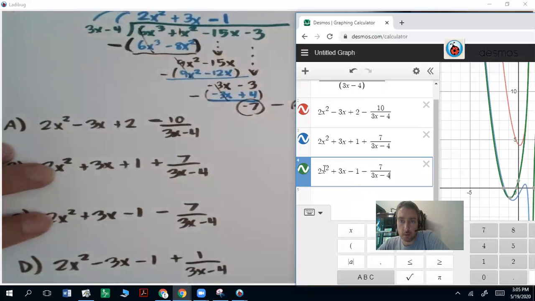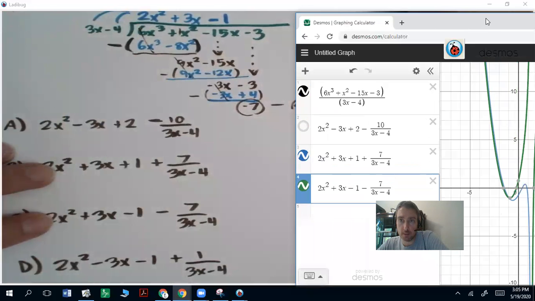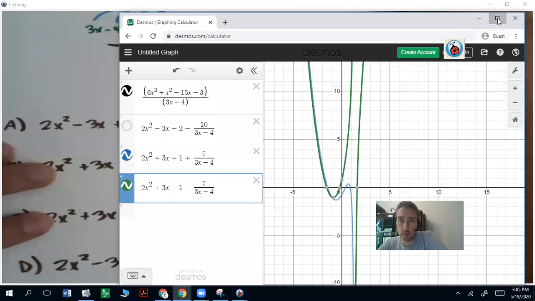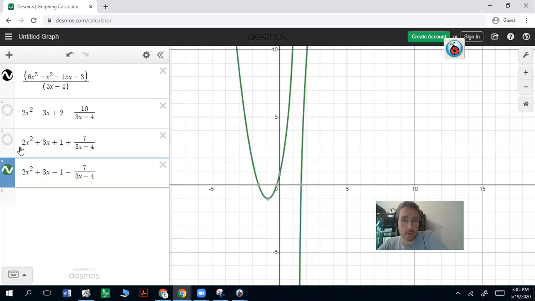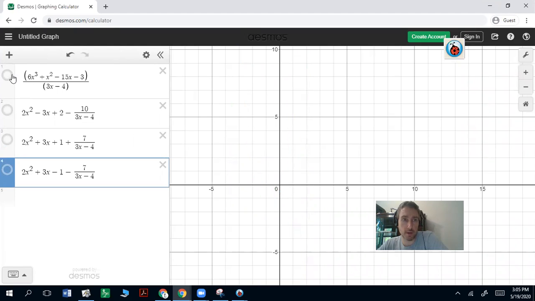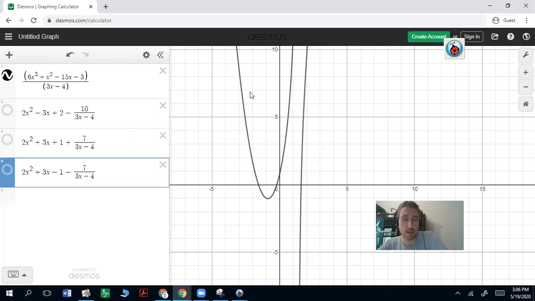I'm not going to put the fourth one in because I know my answer is C, but I want to show you that you can click on the circles to hide the graphs. So if you see my original graph here, which is in black, and if I click on this one, that's not the same graph. So that's not going to be your answer.